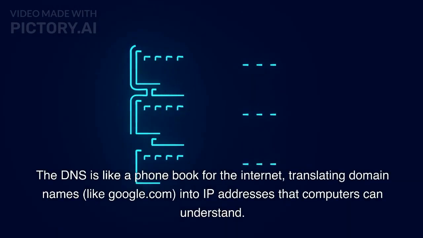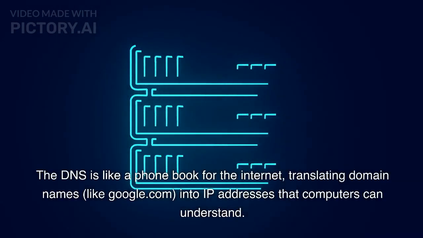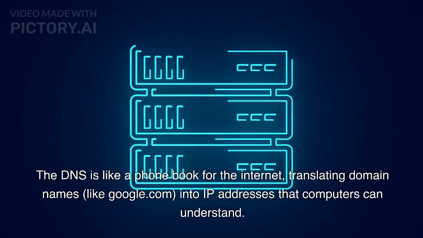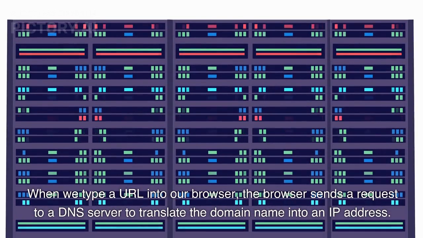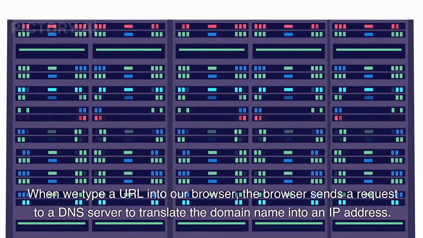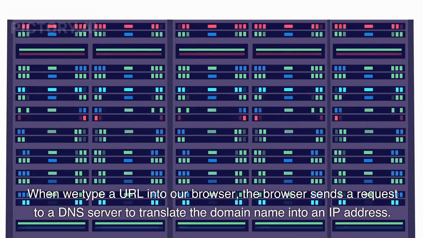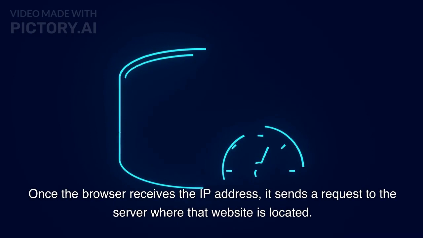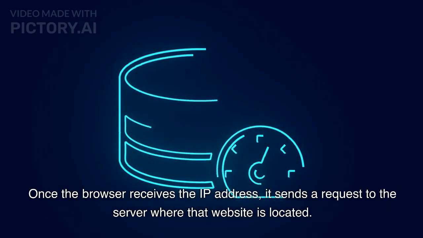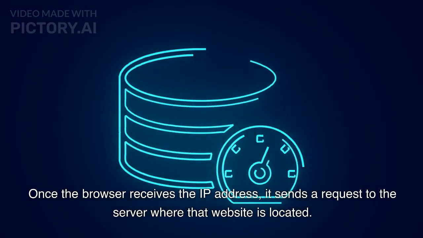The DNS is like a phone book for the internet, translating domain names, like google.com, into IP addresses that computers can understand. When we type a URL into our browser, the browser sends a request to a DNS server to translate the domain name into an IP address. Once the browser receives the IP address, it sends a request to the server where that website is located.